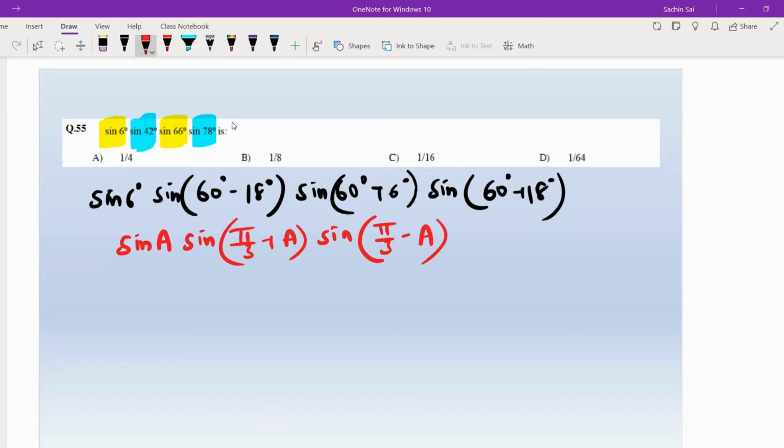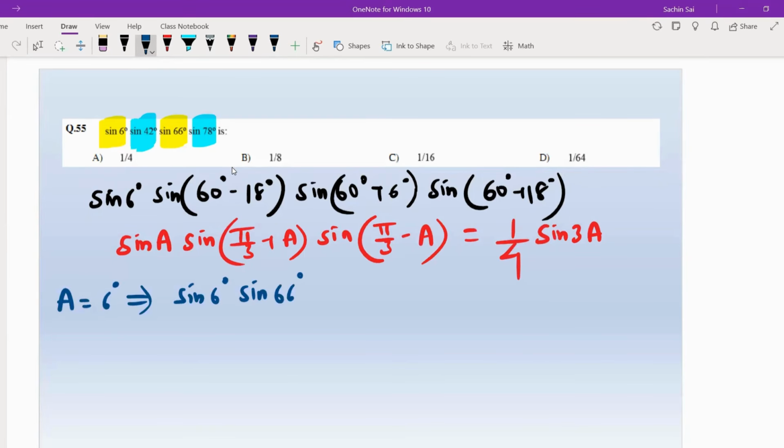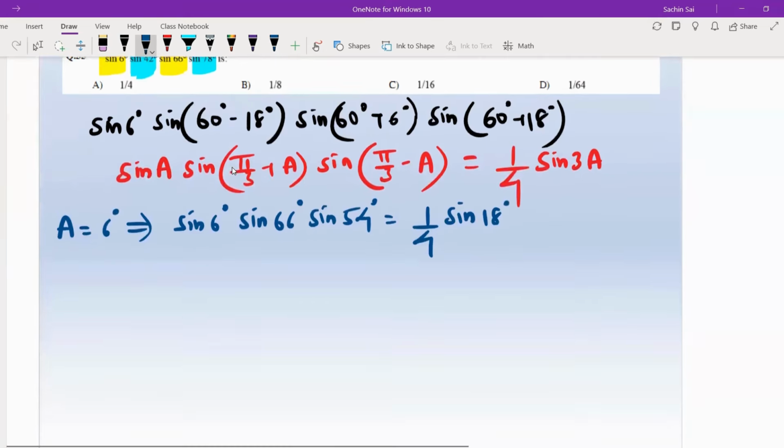So any product of the form sine theta into sine 60 plus theta into sine 60 minus theta will be 1/4 of sine 3 theta, right? So let's apply the same thing here. If I take A equals 6 degrees, then I will get sine 6 degrees into sine 66 degrees into sine 54 degrees equals 1/4 of sine 18 degrees, right?